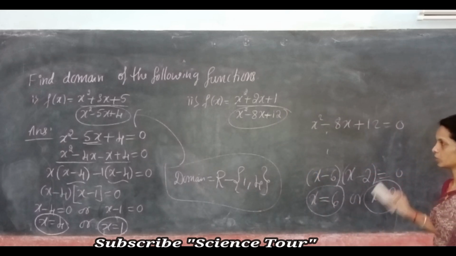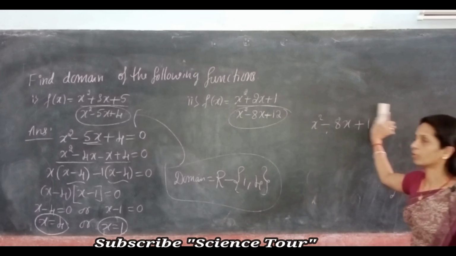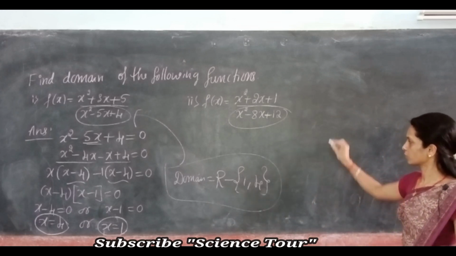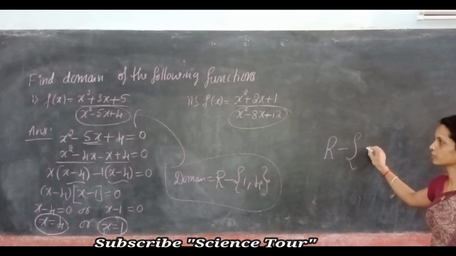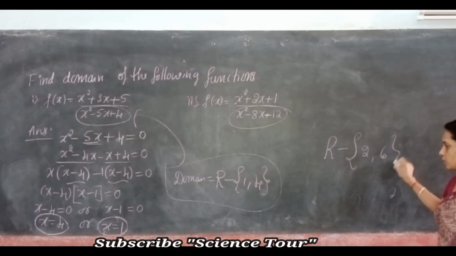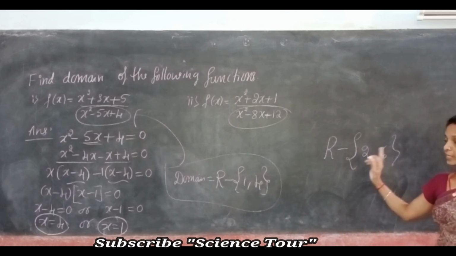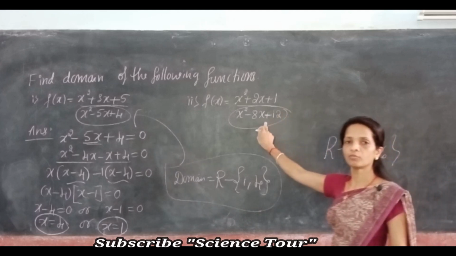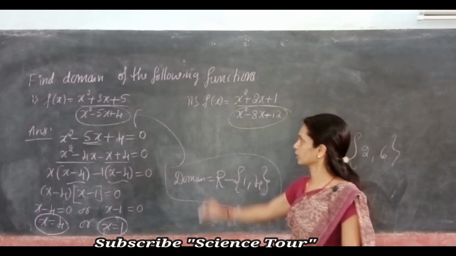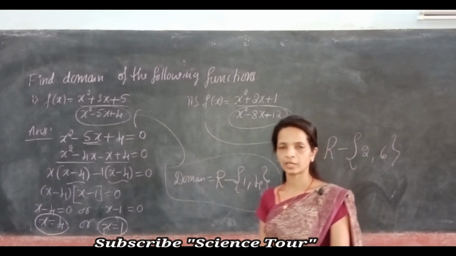So you have to delete those two real numbers from the set of real numbers. We write that in a symbolic way like this: R minus 2 comma 6. R minus 2 comma 6 means you can take any real number except 2 and 6. That is the domain of the second rational function. You have to do this in a detailed way like this. Okay, thank you.